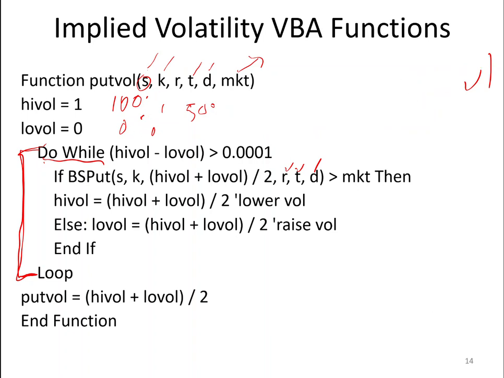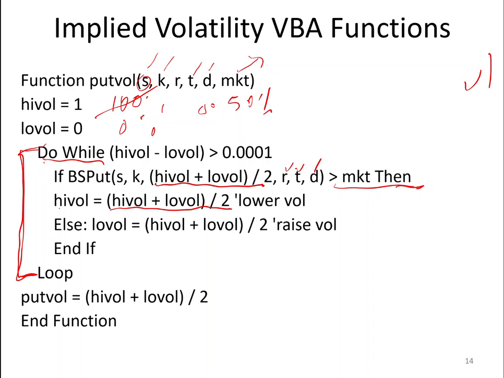So it's going to value the put using 50% vol. If that put price is greater than the market price, so if the Black-Scholes put is giving me too high a valuation, then I'm going to lower the high vol, and I'm going to set the high vol equal to the average of high and low. So I'm going to set the high vol to 50%. So it's going to get reset. High vol is going to now be 50%.